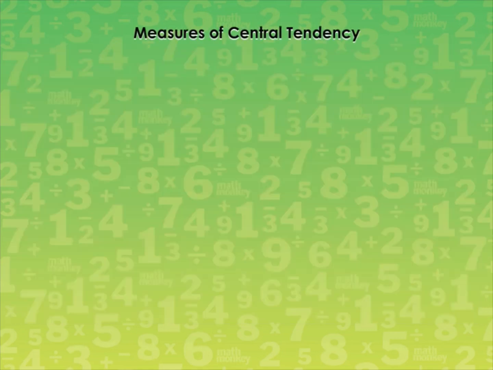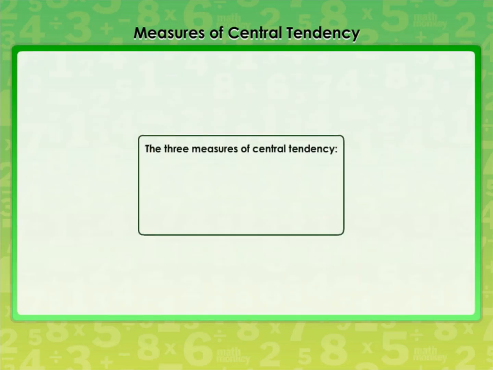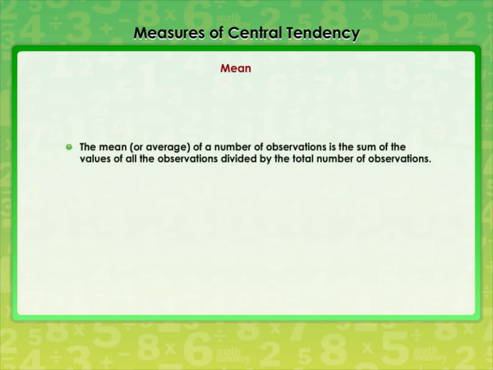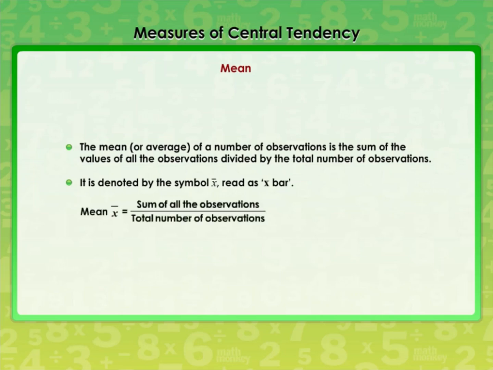Measures of central tendency. The three measures of central tendency are mean, median, and mode. Now let's discuss the mean or average. The mean or average of a number of observations is the sum of the values of all the observations divided by the total number of observations. It's denoted by the symbol x bar. As we've studied earlier, mean is equal to sum of all the observations divided by total number of observations.